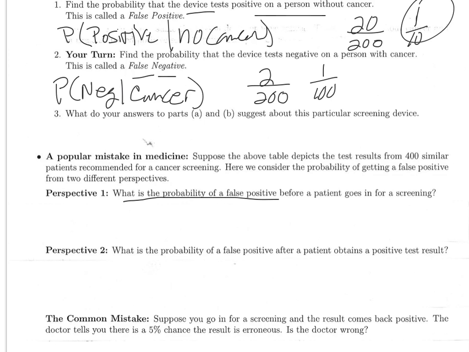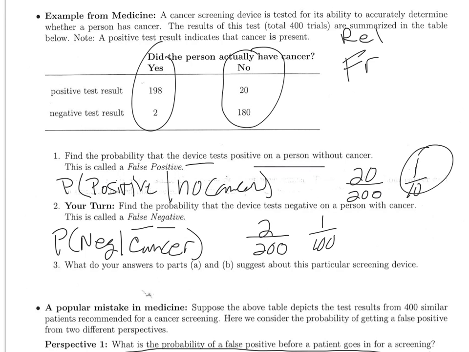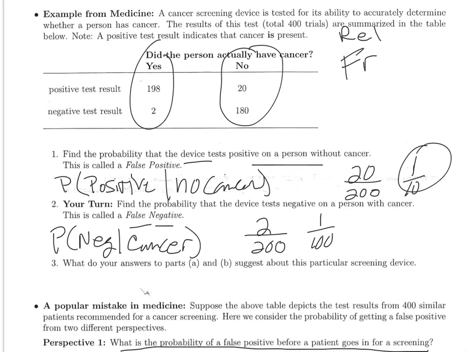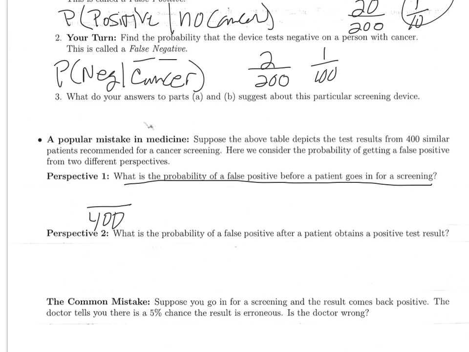The way this is worded is always a little strange. So there's 400 people total. If you go back up to this one, how many people got a false positive? Well, there were 20 people that got a false positive. They didn't have cancer, but the test said yes. So they haven't had the screening yet. So what's the probability here? Well, it'll just be 20 out of 400.